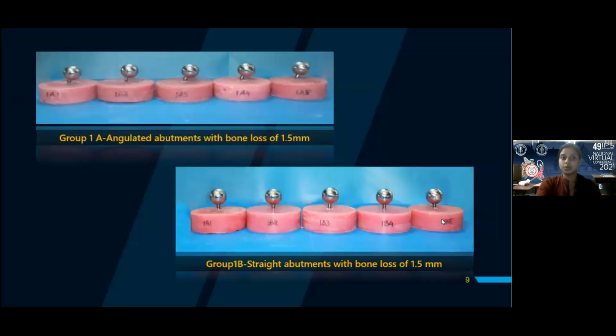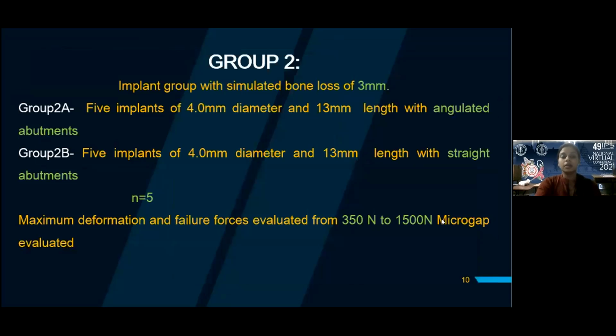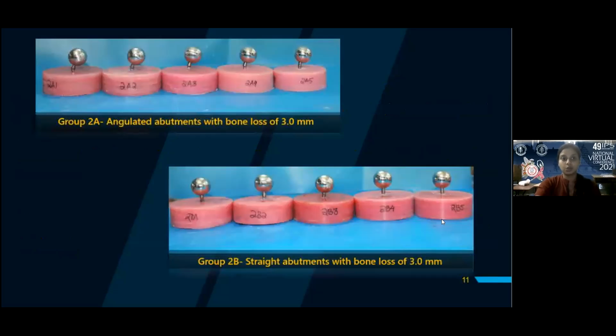This is a picture showing group 1A, which is angulated abutments with bone loss of 1.5 mm, and 1B with the straight abutments with 1.5 mm bone loss. Group 2 was the implant group with simulated bone loss of 3 mm. It was subdivided into 2A, with angulated abutments, and 2B with the straight abutments. This is a picture showing the same.